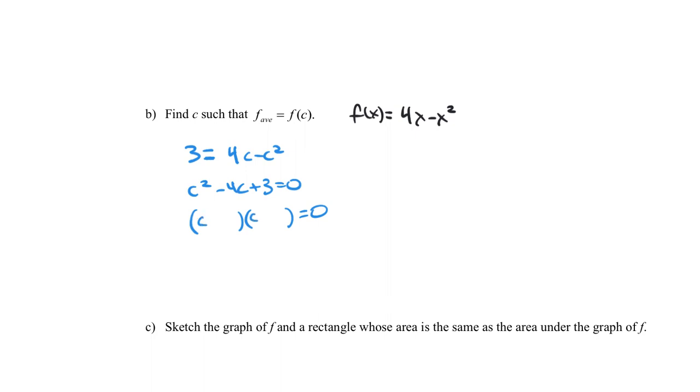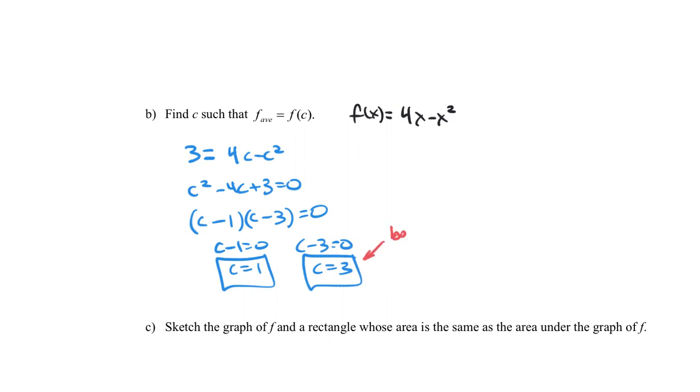So you have c times c, 1 times 3, and then we've got a minus and a minus. So if this times this is 0, it means that either this is 0 or that is 0. c minus 1 equals 0 or c minus 3 equals 0. That means c equals 1 or c equals 3. So the mean value theorem says there's going to be at least one value of c. We have 2 of them. And we just have to check and make sure that these are in the interval, and they are. So both are in the interval 0 to 3. So they're both in there, so there's 2 c's.